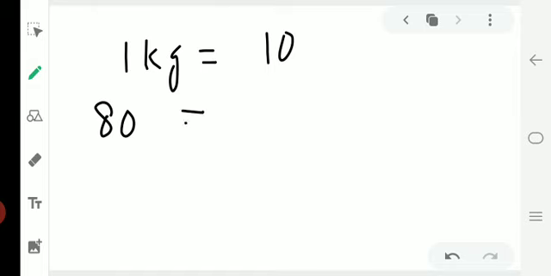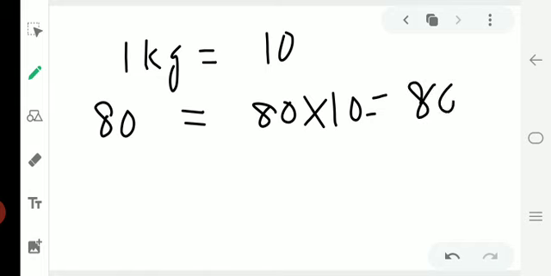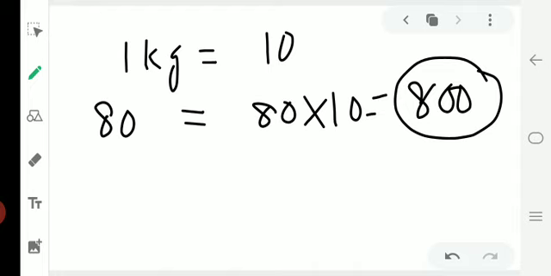So 80 kilo rice will be 80 multiplied by 10, it will be 800 rupees. This is included in the national income because this is a good, rice is produced in the economy in that year, and the value can be calculated, and we included that.